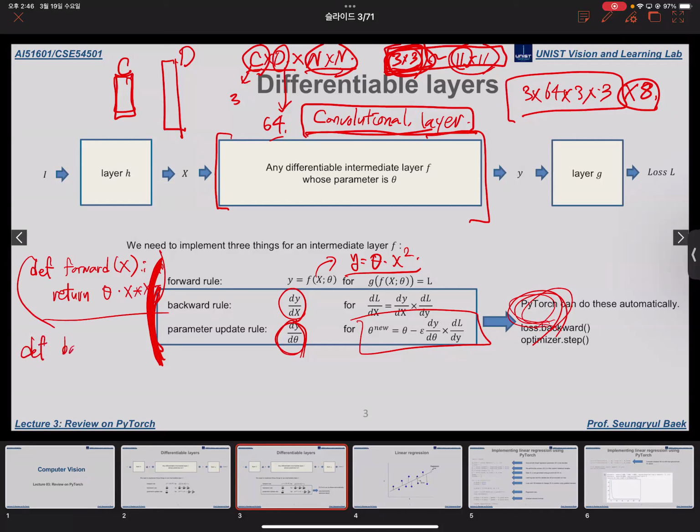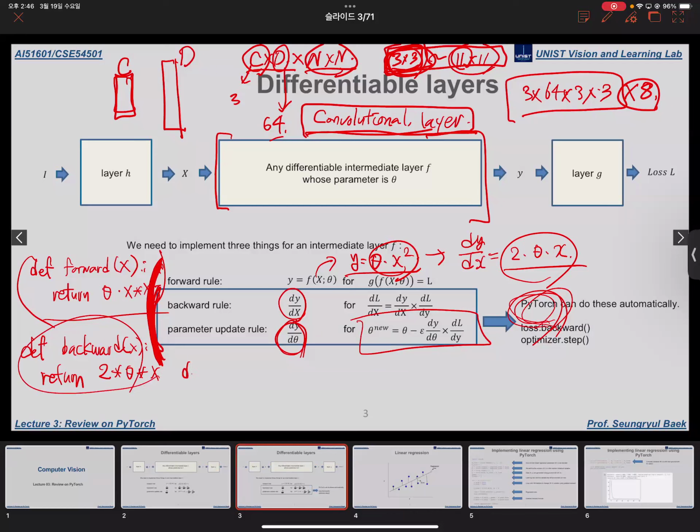And also you have to define your own backward rule. And sometimes you have to calculate the differentiation of y with respect to x by yourself. This is high school math, right? So if you differentiate this with respect to x, then that would be this. And you actually implement this by yourself, okay? And also you have to define this parameter update rule given the input by yourself, okay?